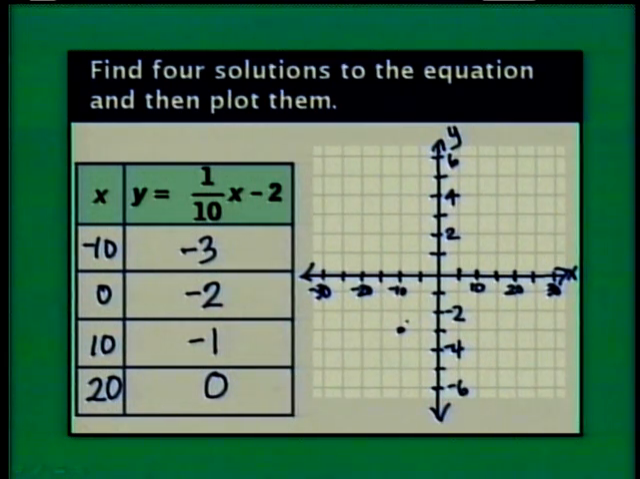My next point is 0, -2. My x value is 0, so I'll start at the origin, and then I need to go down 2. I have a point on the y-axis. This is called the y-intercept.